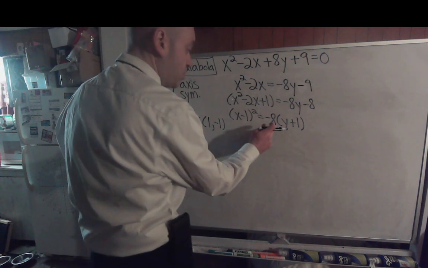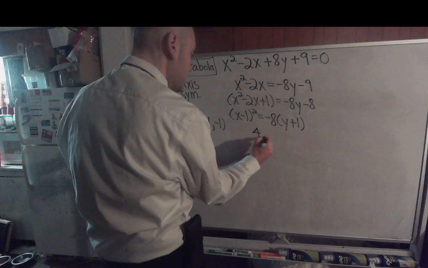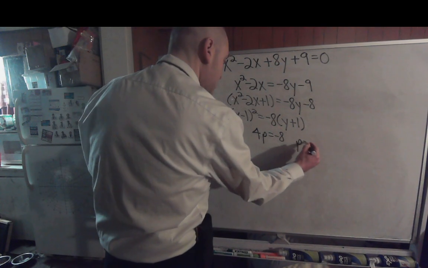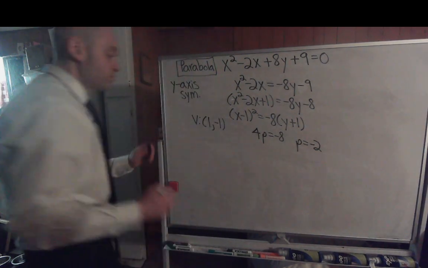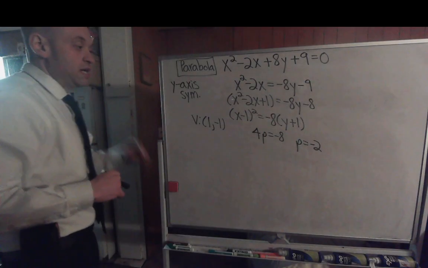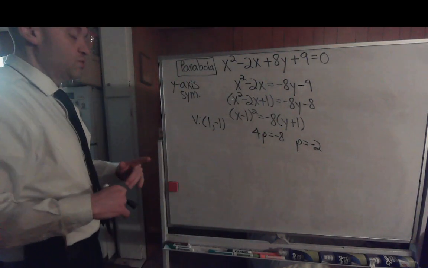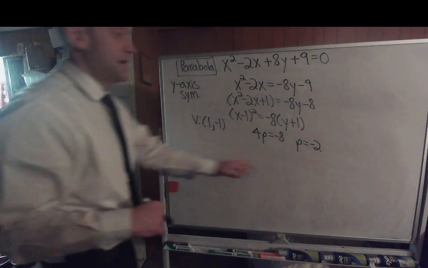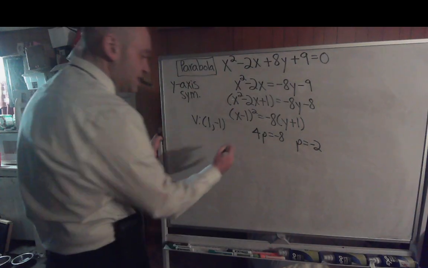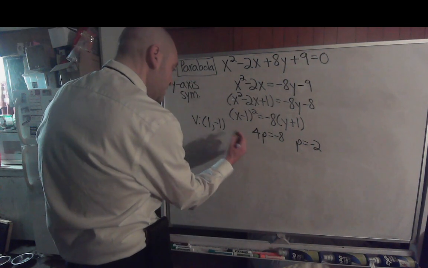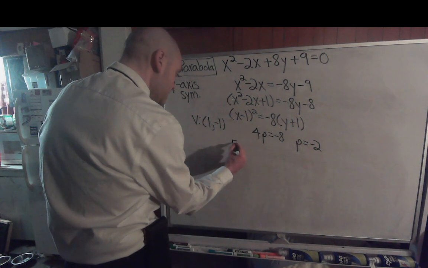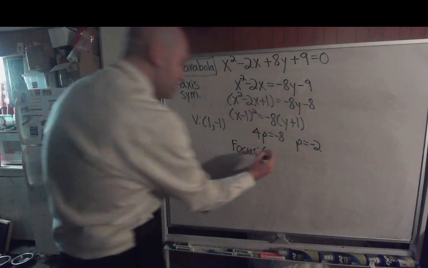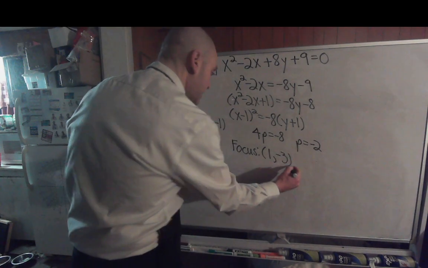Well, remember, 4p equals the coefficient on the right-hand side. So 4p equals -8. That means p equals -2. To find your focus, you take that p and add it to your vertex coordinate, and if it's y-axis symmetry, you'll add that to the y-coordinate of the vertex. If you add -2, you'll end up having the focus at (1, -3).